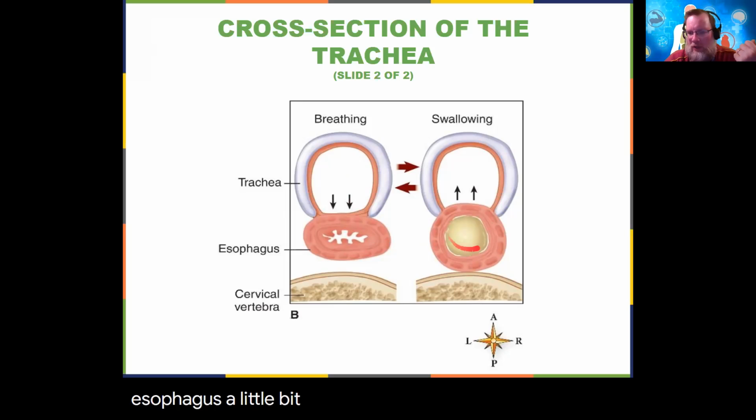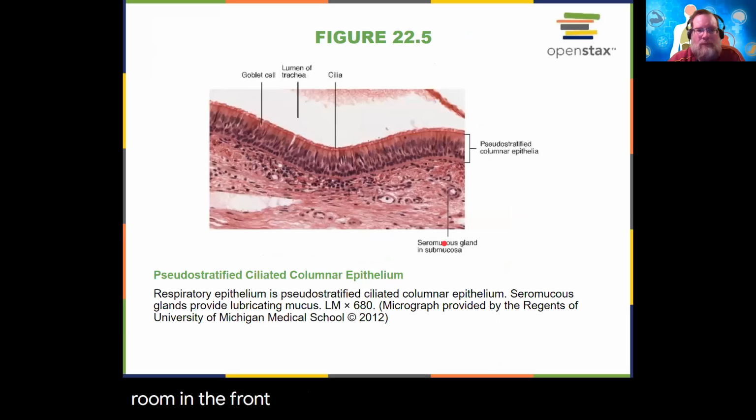But when you start eating and swallowing food, these little boluses or boli, you can see we do need some room to expand that esophagus. So we've got a little bit of room in the back and a little bit of room in the front. And again, you can see the ciliated epithelium.